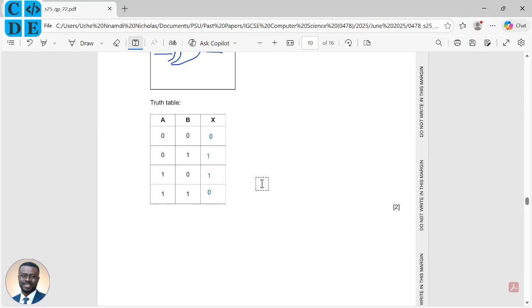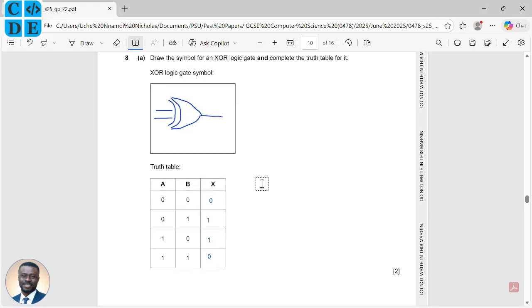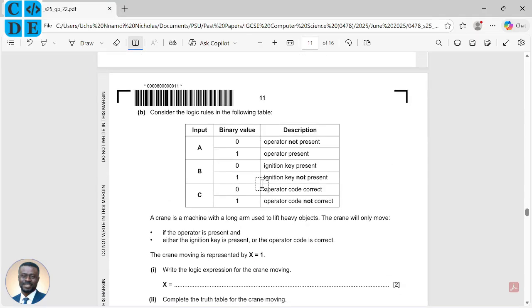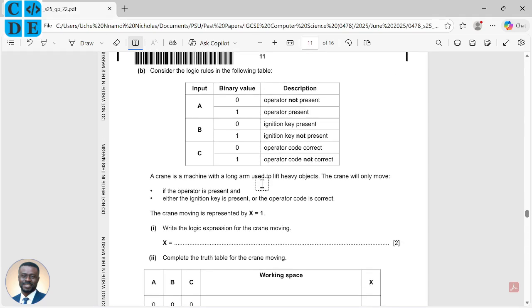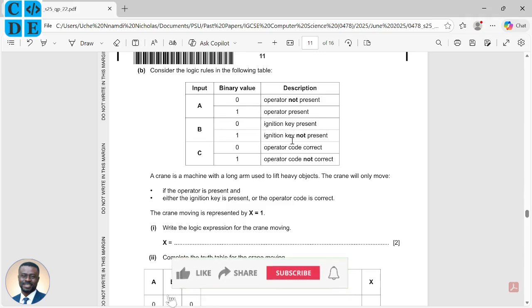Okay, so that explains the exclusive OR gate. Let's try to solve this problem now. Part B says consider the logic rules in the following table. For A, 0 is operator not present, 1 is operator present. For B, 0 is ignition key present, 1 is ignition key not present.